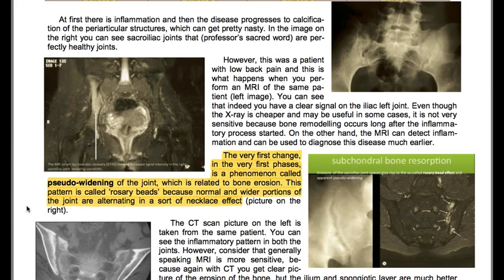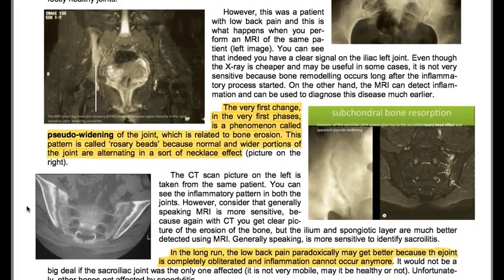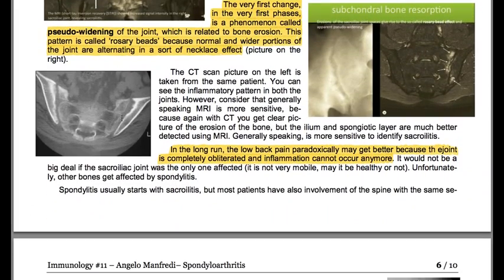The very first change in the very first phases is a phenomenon called pseudo-widening of the joint, which is related to bone erosion. This pattern is called rosary beads because normal and wider portions of the joint are alternating in a sort of necklace effect. The CT scan on the left is taken from the same patient. However, consider that generally speaking, MRI is more sensitive.